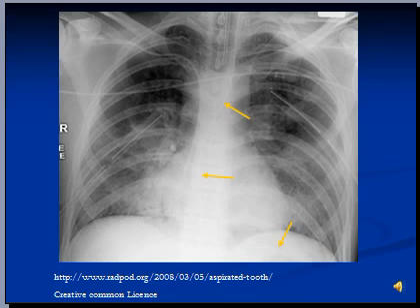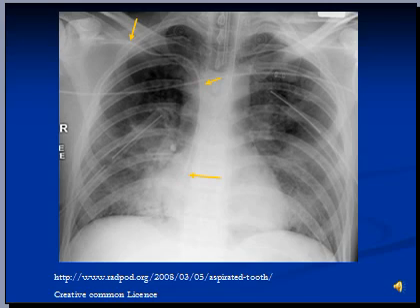It passes through the esophagus and should end up in the stomach. The main purpose is usually feeding. It is also inserted in case of intestinal obstruction in some patients. The lower arrow is pointing to the distal portion of the nasogastric tube, which is in the stomach.